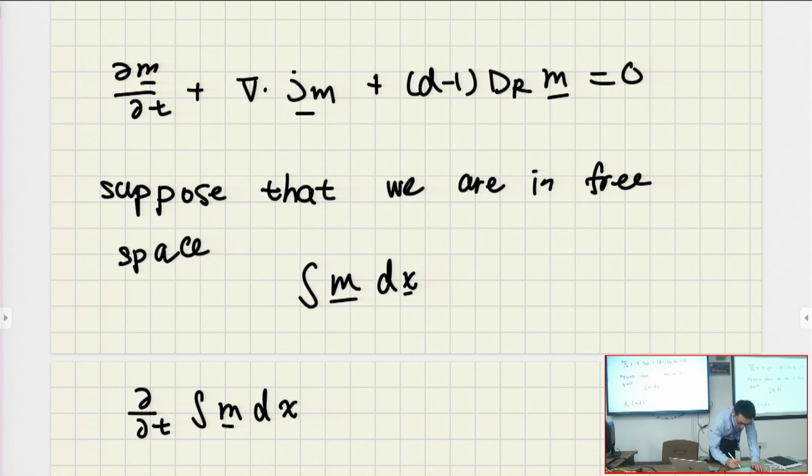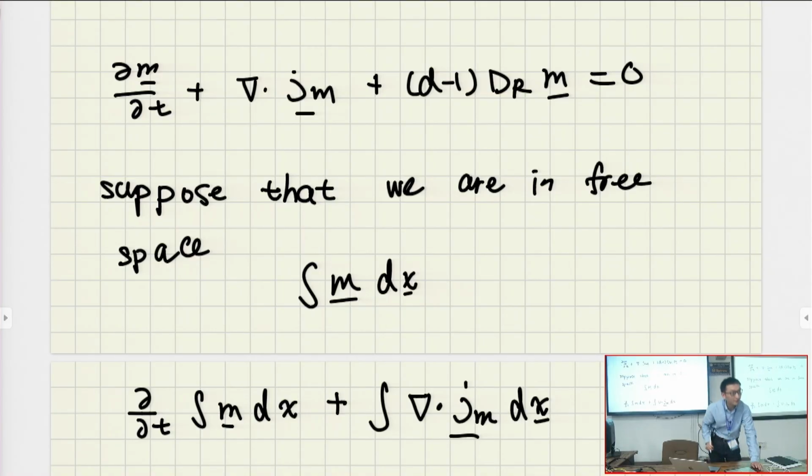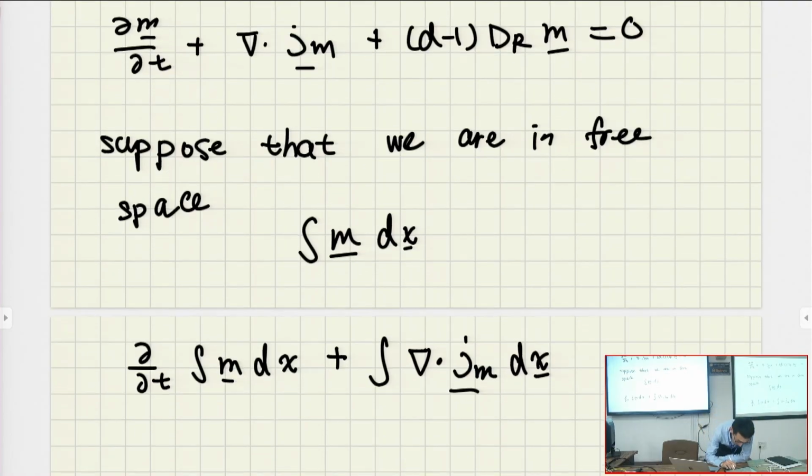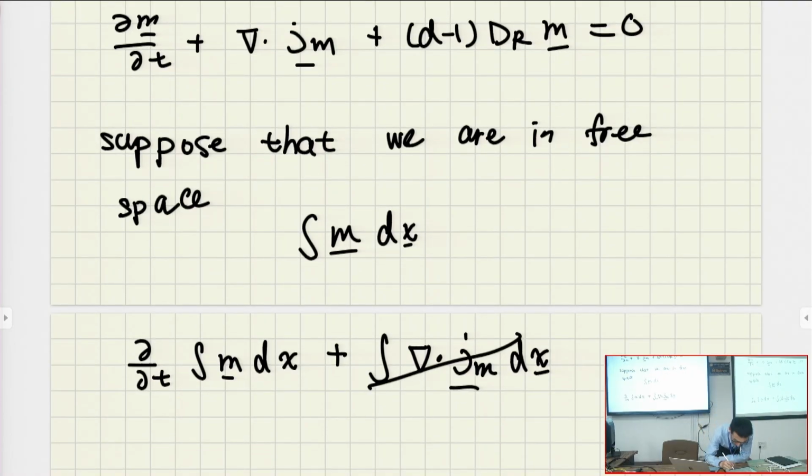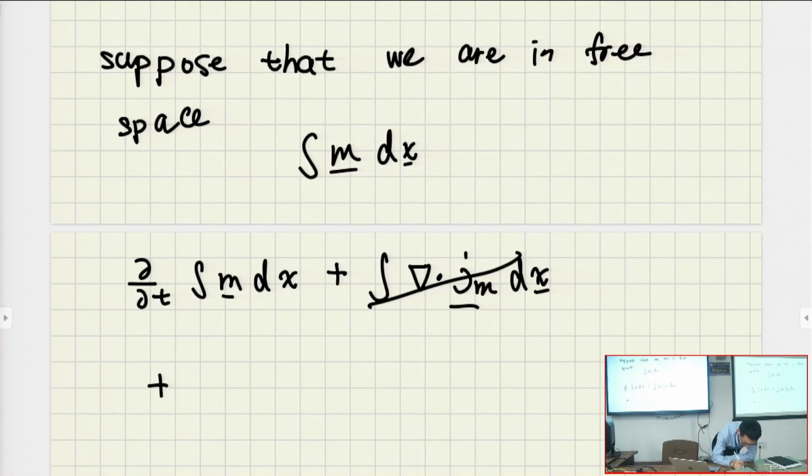So what I want to do here is integrate the divergence of Jm in position space, right? So I can make use of the divergence theorem, but because we're in free space, the boundary is at infinity, and at infinity there will be zero flux. Otherwise, particles are escaping out of the system. So this term is going to vanish when we do the integration. Then we're just left with the following equation for the net polar order in the system.